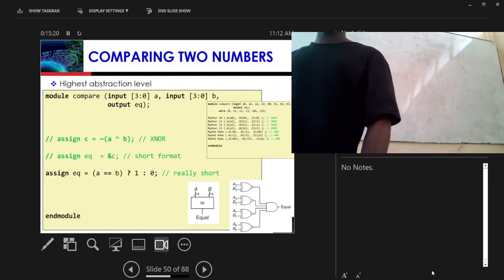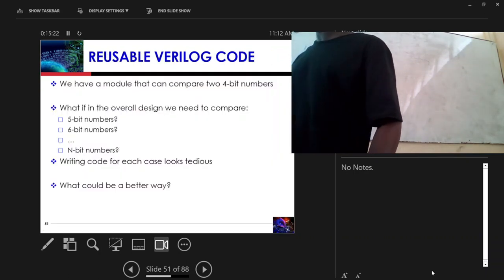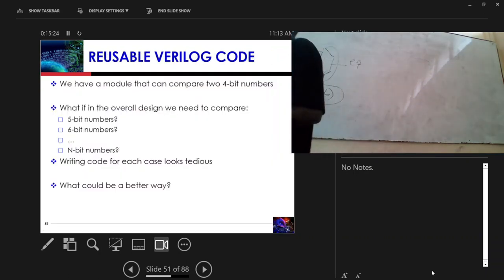So I continue. Now we looked at, let's say, designing a 4-bit comparator, right? What if I always want to change this? Maybe today I want a 4-bit comparator, the next day I want 5 bits, 6 bits, 7 bits. So how do I design that?